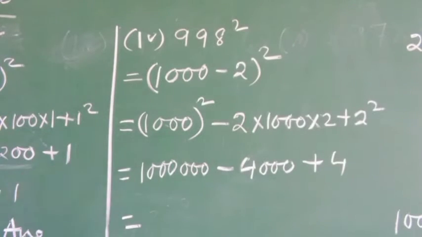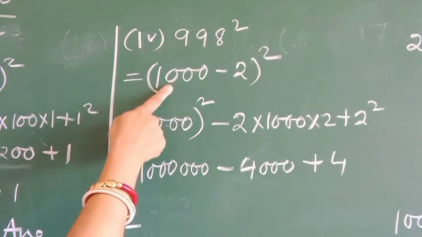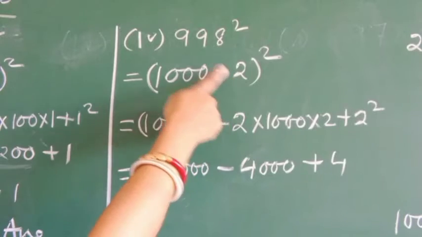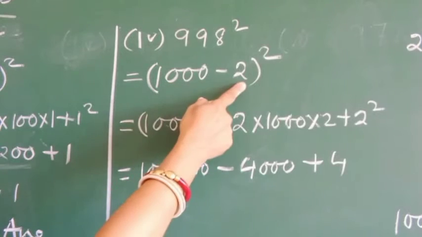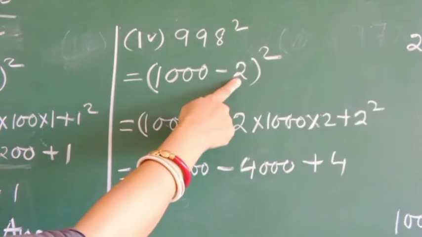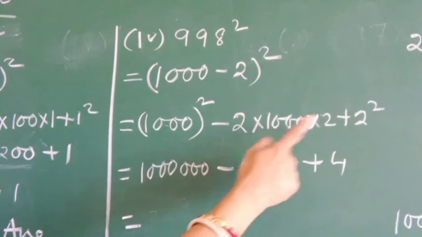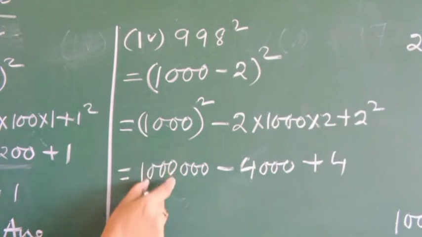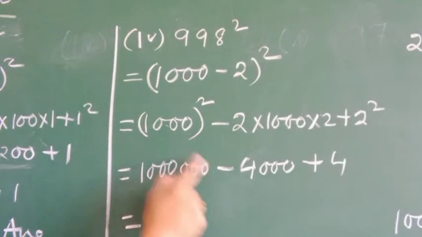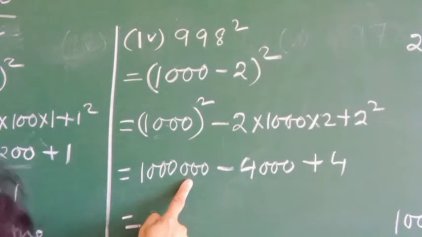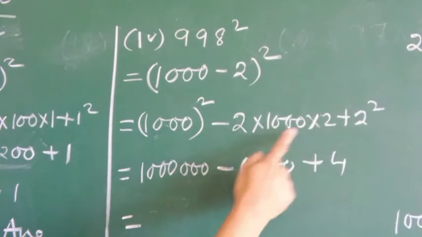One is 999 whole square. In place of 999 whole square, I can write (1000 minus 1) whole square. So (A minus B) whole square, considering 1000 as A and 1 as B. A square minus 2 into A into B plus B square. When we square 1000 into 1000, we get 3 extra zeros, 1,000,000. Now minus 2 into 1000, 2000.